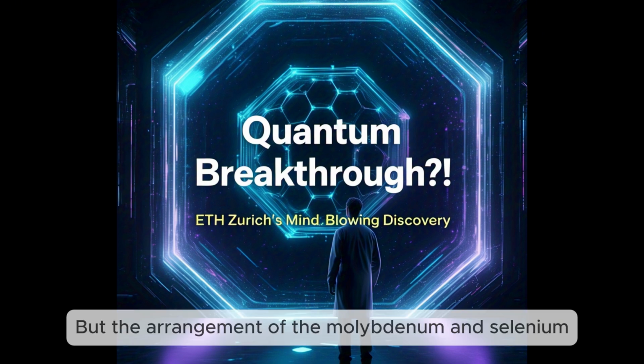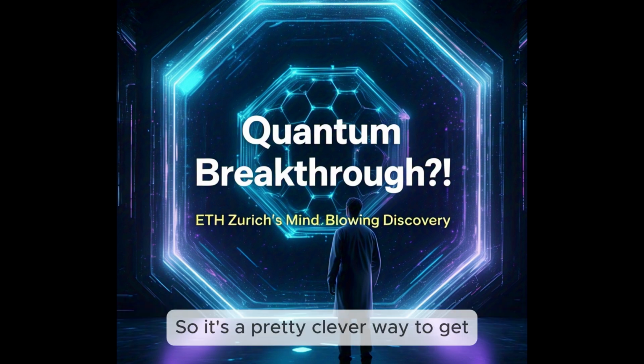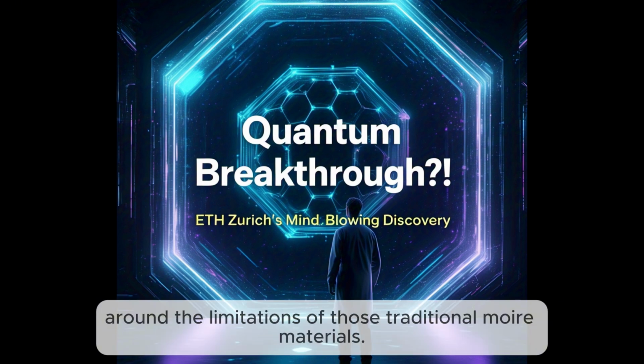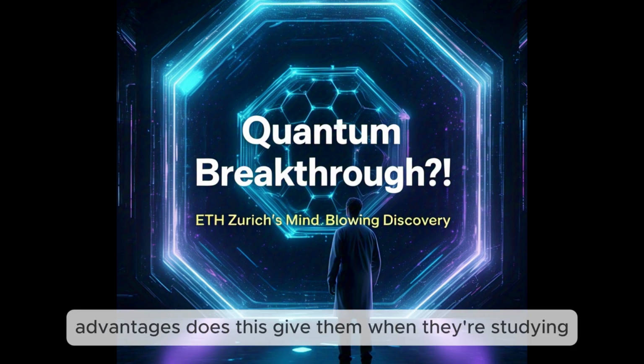Gotcha. But the arrangement of the molybdenum and selenium atoms in the semiconductor itself remains totally unchanged. So it's a pretty clever way to get around the limitations of those traditional moiré materials. Yeah. So by not physically altering the semiconductor, what advantages does this give them when they're actually studying the electrons?